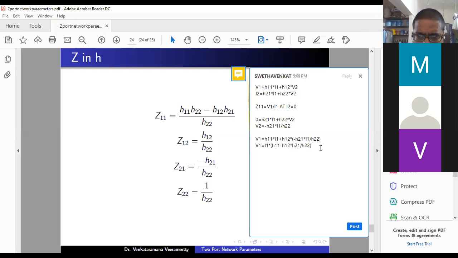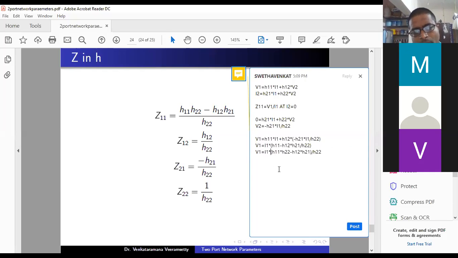Now we can further simplify by taking the LCM. That means we have H11 multiplied with H22, moving this toward this side: H11 multiplied with H22 minus H12 multiplied with H21 divided by H22. So we can simply write V1 equal to I1 into H11 H22 minus H12 H21 divided by H22.